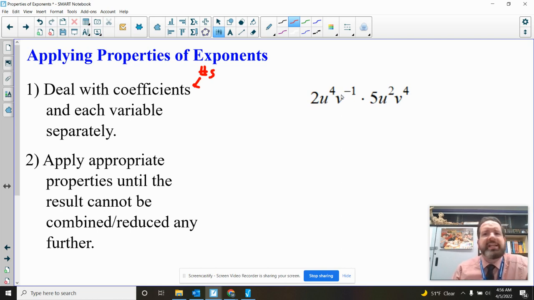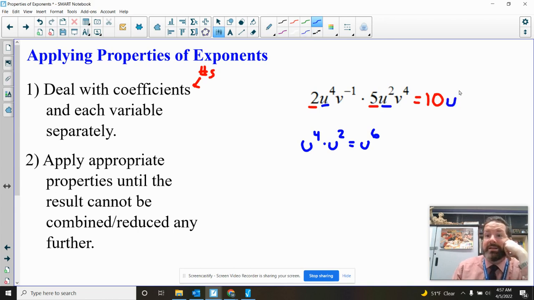Okay, so here I've got u's, I've got v's. We're just going to take them one at a time. Let's start with the 2 times the 5. If it's just 2 times 5, that I know you can handle. That's going to take us to a 10. Perfect. Now let's deal with the first variable, so my u's. u to the 4th times u to the 2nd. Okay, I've got u to a power times u to a power. I know that means that these powers need to get added together. 4 plus 2 should give me a u to the 6th overall.